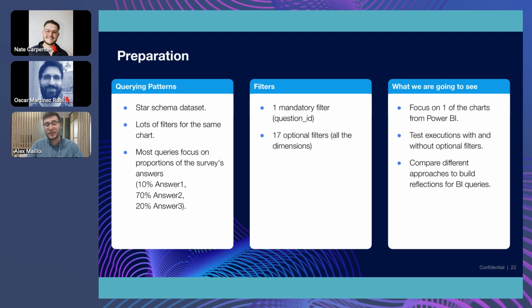So with the following slides, we will keep things simple by focusing on one single chart. We will show the queries generated by Power BI to compute the chart and what reflections we can create to accelerate them. We will see what happens with the addition of different possible filters, and we will show execution times to be able to compare different approaches when building reflections for BI.